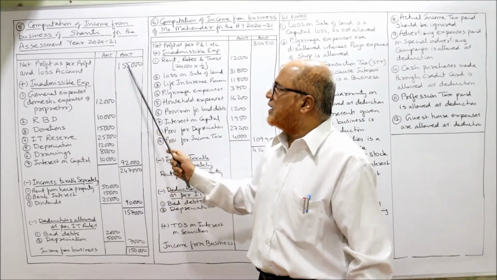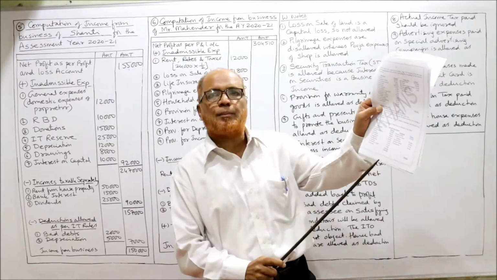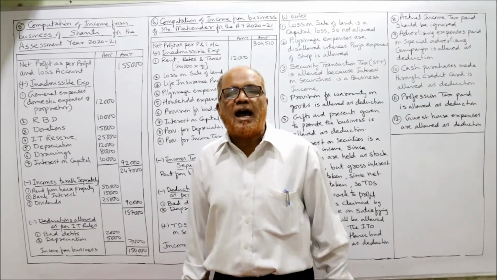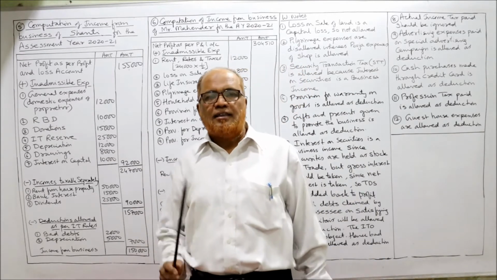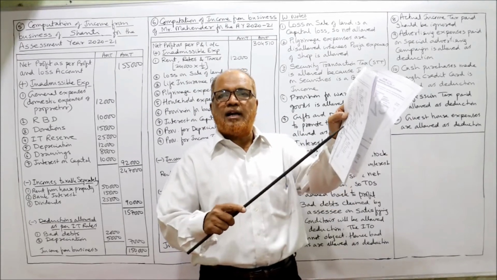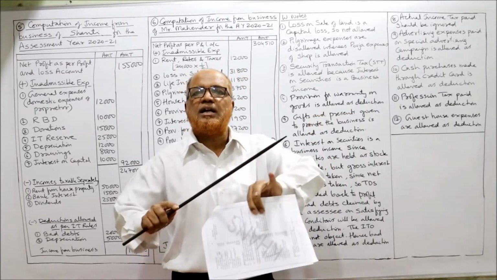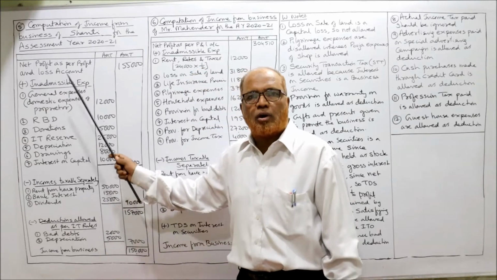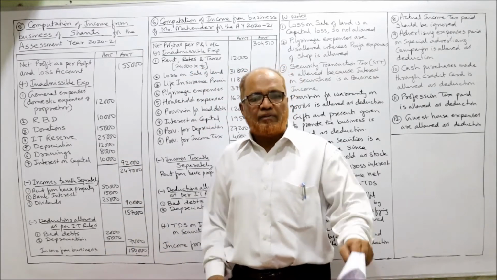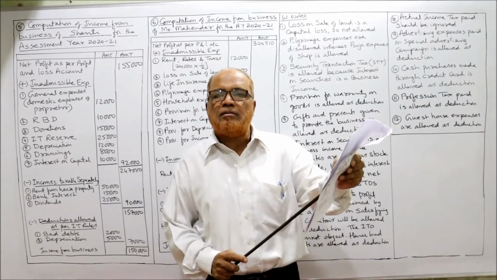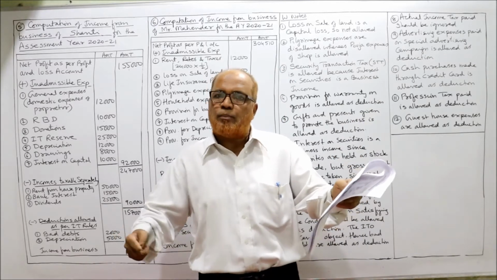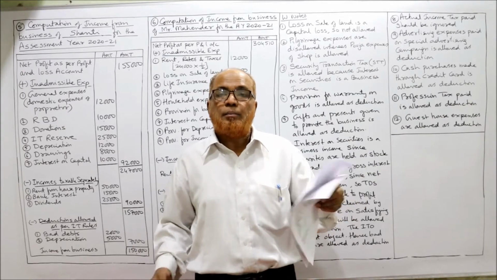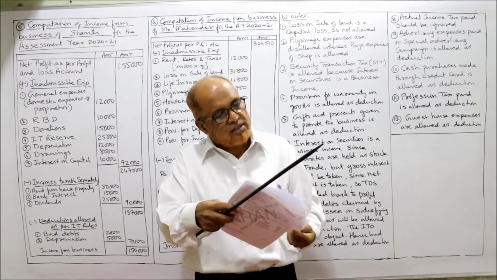Net profit as per P&L account 1,55,000, given in the problem. Now we add inadmissible expenses. The expenses which are already debited to profit and loss account but the Income Tax Act does not allow, those expenses are called inadmissible. Now one by one we'll see. Salaries paid to employees, that is allowed. General expenses 60,000, allowed. But one adjustment is given regarding general expense.